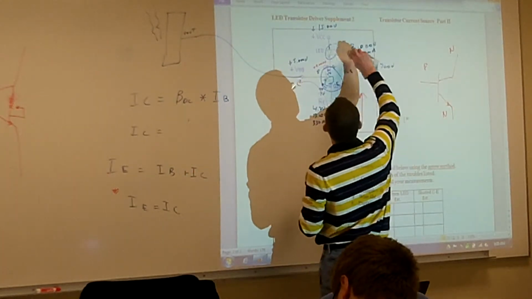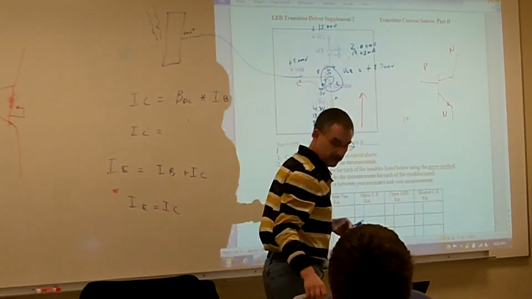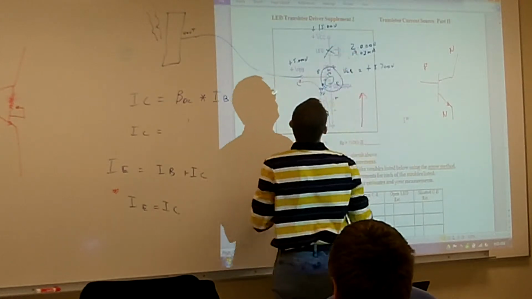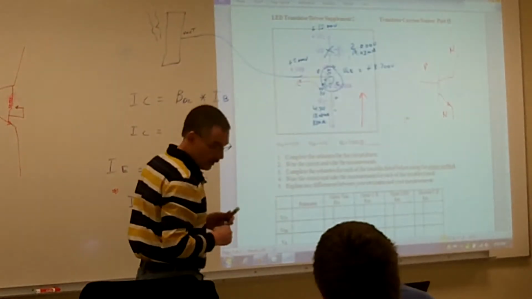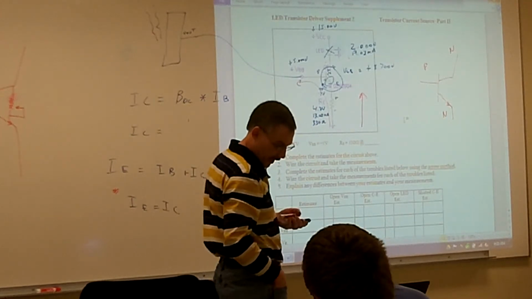Alright, so let's get rid of this. So this time there's no LED in there. Okay, so my VCC, what's that going to do? Stay the same.